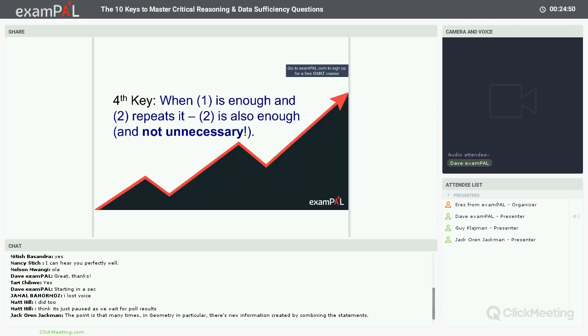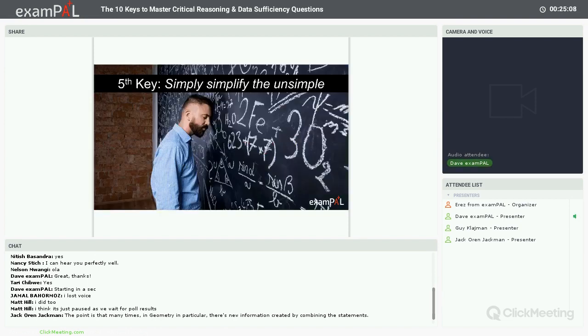So our 4th key is: when 1 is enough and 2 repeats it, 2 is also enough, and it's not unnecessary. Even if 2 is just a more complicated way to say what statement 1 already told us, that still means they're both independently sufficient for an answer, which is fine. So let's move on to our 5th and final data sufficiency key. Simply simplify the unsimple. All right.